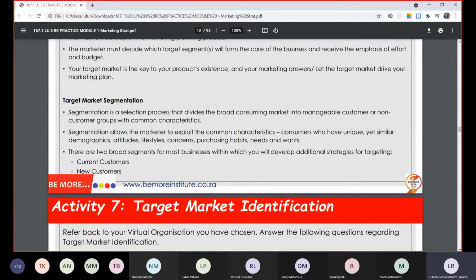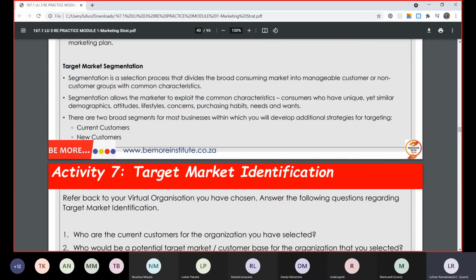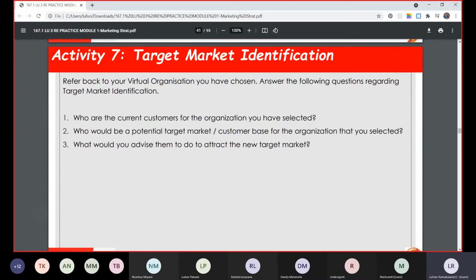Segmentation allows the marketer to exploit the common characteristics of consumers who have unique yet similar demographics, attitudes, lifestyle, concerns, purchasing habits, needs, and wants. There are two broad segments for most businesses within which you will develop additional strategies for targeting your current customers and even your new customers. So it's always the case. Your current customers, how do we keep them? The new customers, how do we make sure we expand or grow our market and find new customers? Those that you have, the objective is to keep. The new ones, we need to bring them into our fold and make sure that they never leave. Then we've got activity number 7.